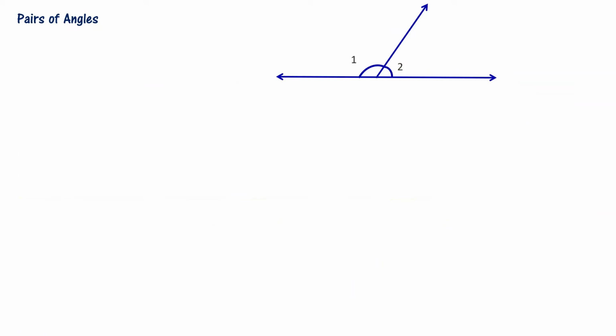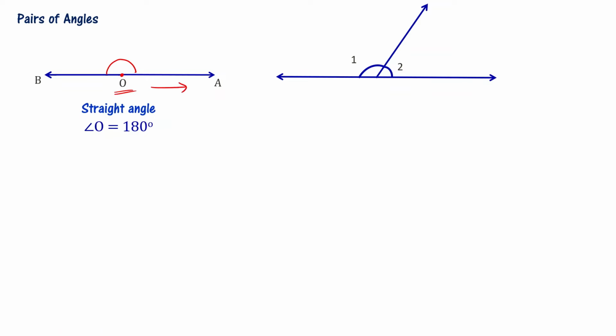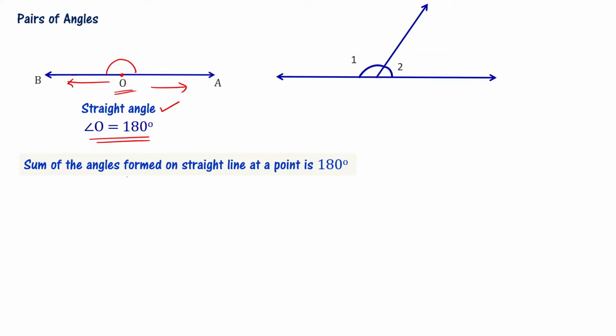Okay, it means I can say that the angle on a straight line is 180 degrees. That angle is called a straight angle, right? Here if you observe, O is the origin, the starting point for ray OA, right? And ray OB also. The angle between these two rays is called a straight angle, and angle O is 180 degrees, right? What it is saying is, the sum of the angles formed on a straight line at a point is 180 degrees.